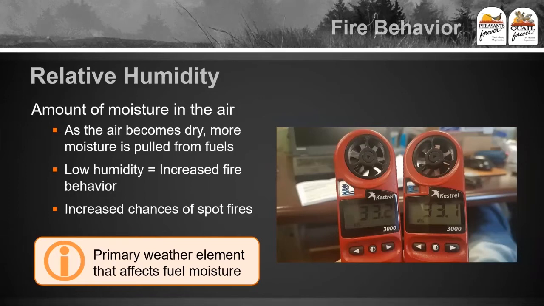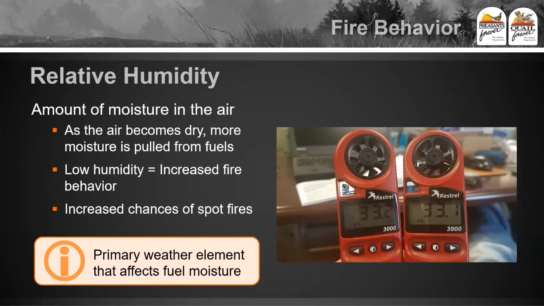This is the amount of moisture in the air. As the air becomes more dry, that moisture is pulled from those fuels. Think about grasses in the morning: you have high humidity, and you're going to have dew on the grass. Throughout the day, as the sun comes up and the relative humidity starts to drop, it's pulling moisture from that plant. Grass is just more dramatic, maybe in cedar trees it has less dramatic effect. So basically, that low humidity is going to cause an increase in fire behavior.